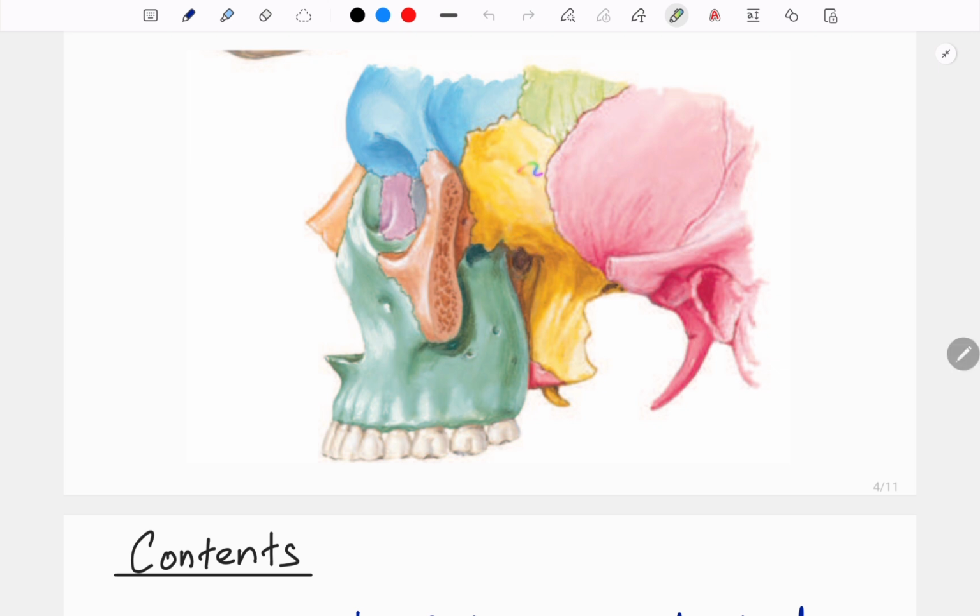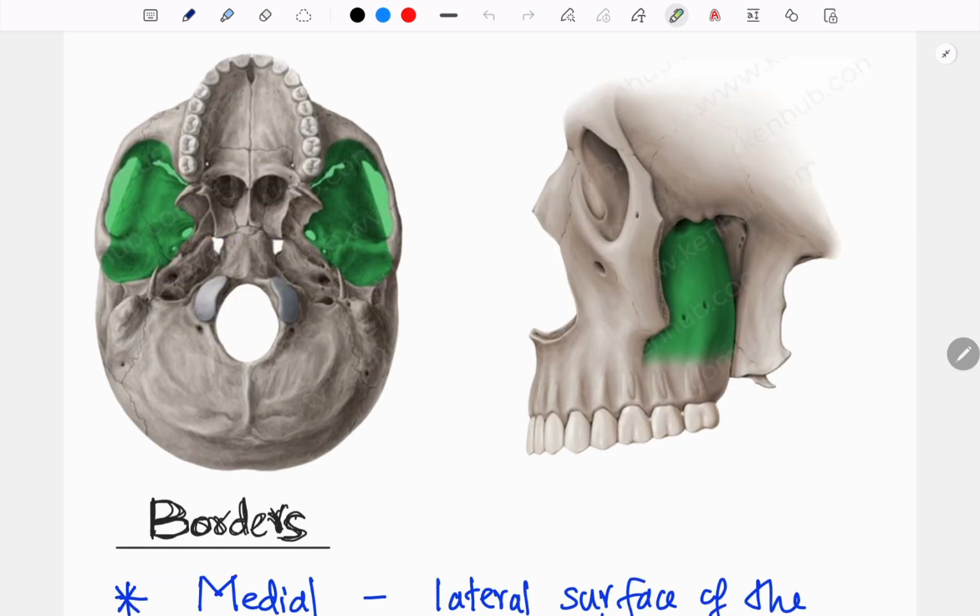The superior wall, or the roof of the infratemporal fossa, is formed mostly from the infratemporal surface of the greater wing of the sphenoid bone. Some part of the roof is also formed by the infratemporal surface of the temporal bone. This is the temporal bone, the pink one. In the roof of the infratemporal fossa, there are two foramina. The large one is the foramen ovale, and this one is the foramen spinosum.